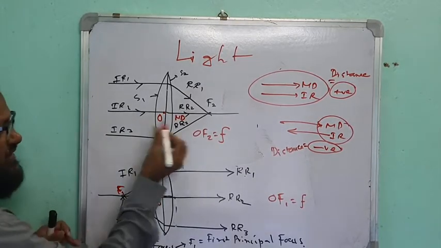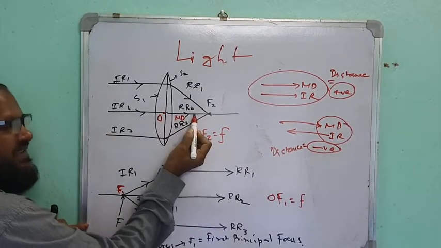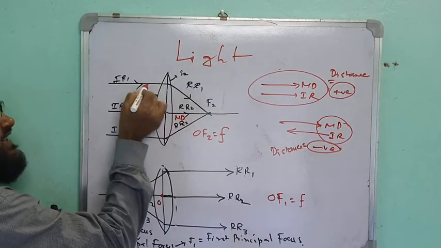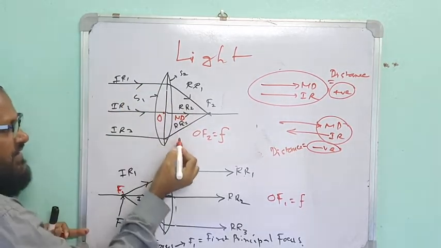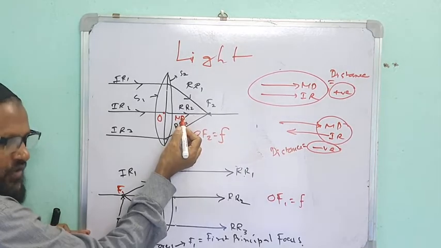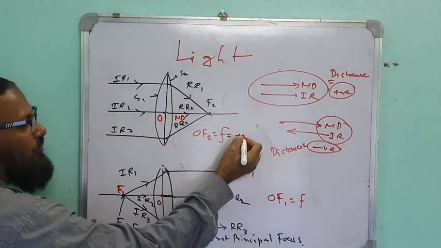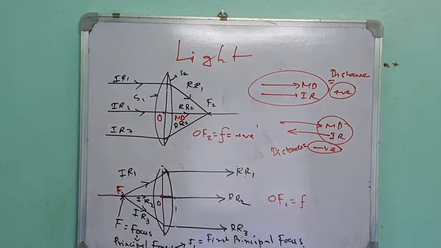Please see from the figure. This is the measurement direction, and this is the direction of the incident ray. They are the same. Therefore, this distance is taken positive. This is positive. Okay?